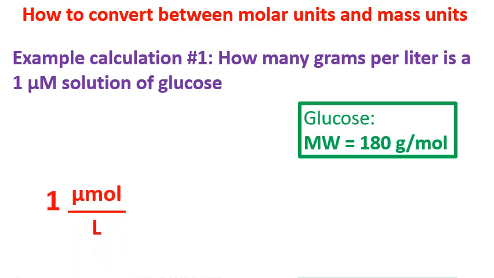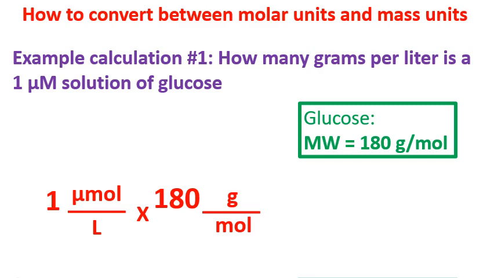It was given in this question that the solution of glucose is at 1 micromolar, which is 1 micromole per liter. And next I will multiply by the molecular weight. What I'd like to do here is end up in units of something similar to grams per liter. I want to get the moles out of the units.